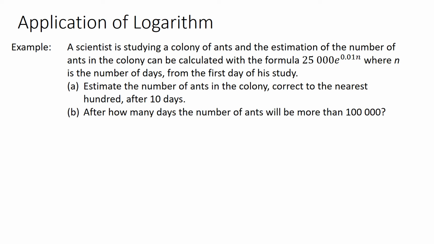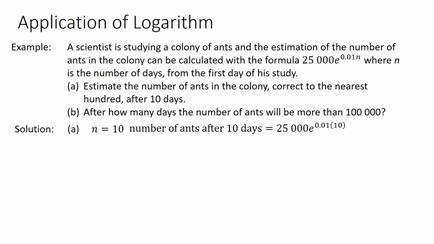And B. After how many days will the number of ants be more than 100,000? Here is the solution. From the question, we know that n equals 10 because it says after 10 days. Therefore, the number of ants after 10 days, just substitute n equals 10 into the equation, which is 25,000 times e to the power of 0.01 times 10. And we get 27,600, which has been rounded off to the nearest 100.